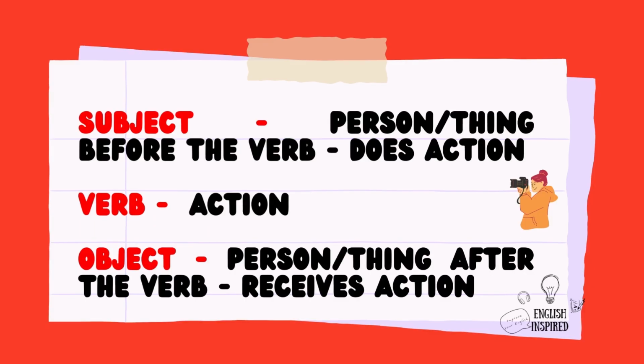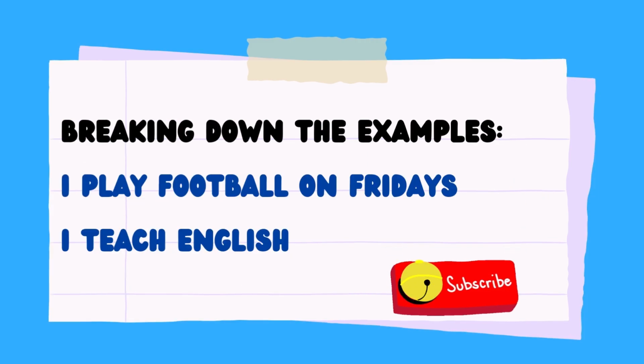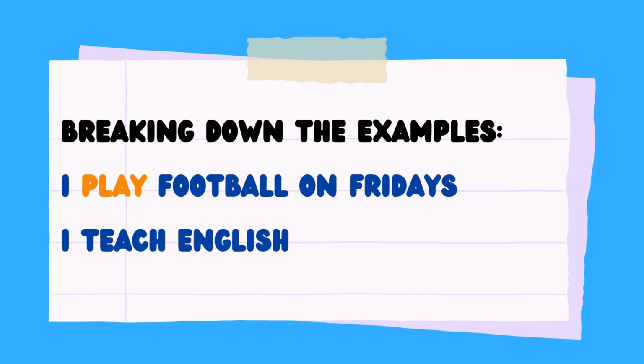Here, take a screenshot of this summary. Let's look at that with our examples from earlier. In the first sentence, I play football on Fridays. I is the subject. It's the person or thing that comes before the verb. Play is the verb. It's the word that shows action. And football is the object of the sentence. It's the thing that comes after the verb and receives the action.